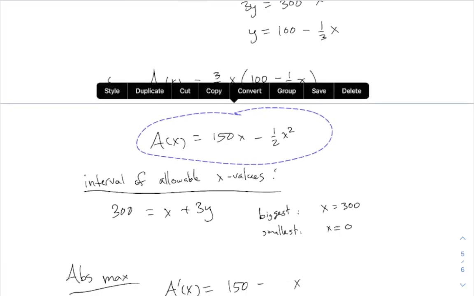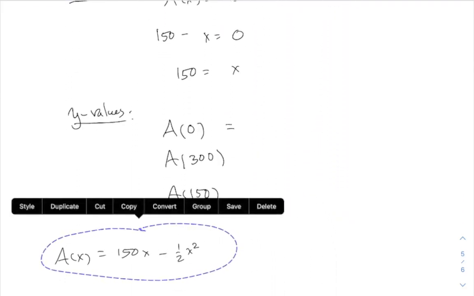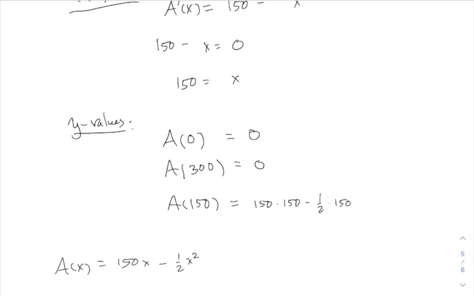Maybe somebody could help me with the numbers. I think the endpoints are both going to be zeros. A of 300, this is 150 times, yeah, that's going to be 0 also. This one is going to be some very special number. 150 times 150 minus 1/2 times 150 squared. Actually, that is 150 squared minus 1/2 of 150 squared. This will give you 1/2 of 150 squared. Can anybody do that number for me? 11,250. 11,250. All right, thank you.